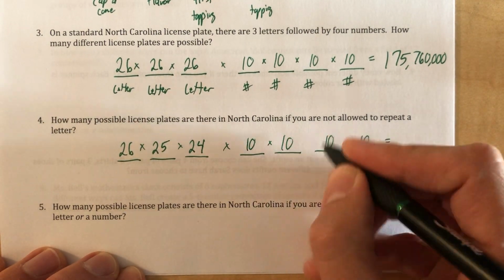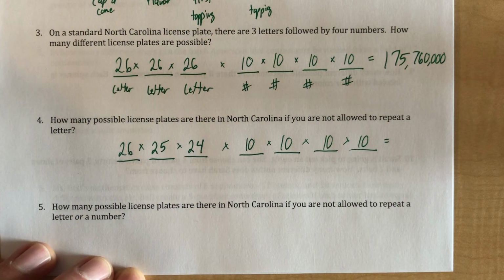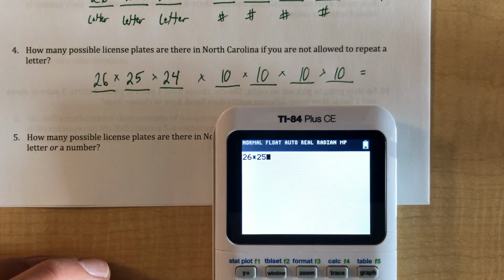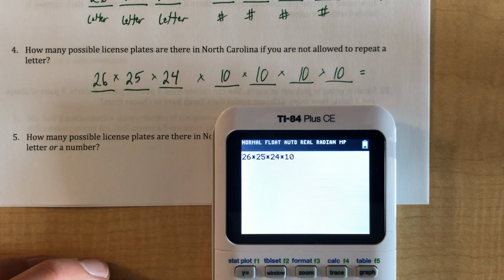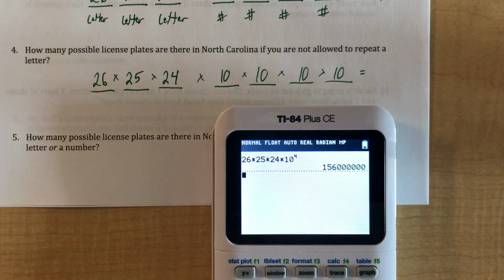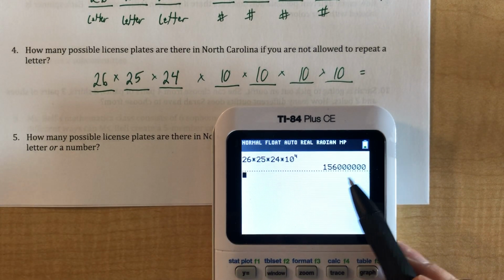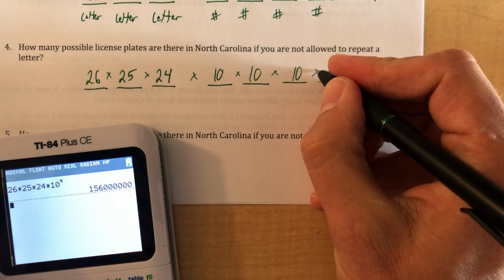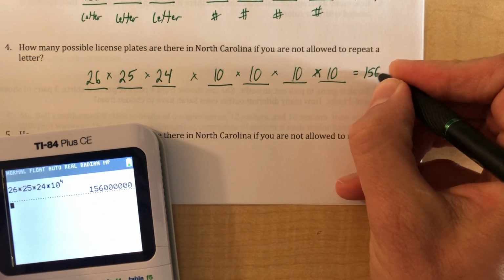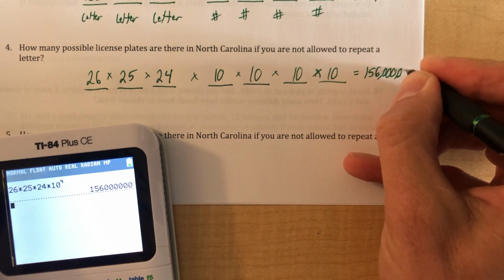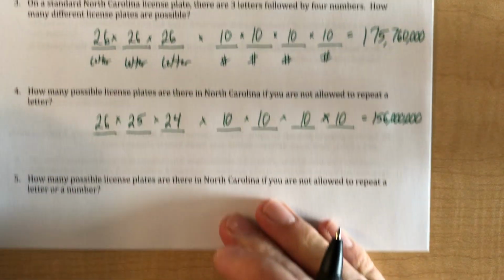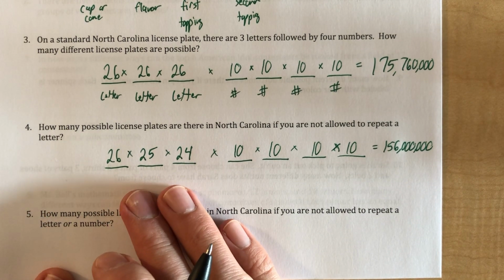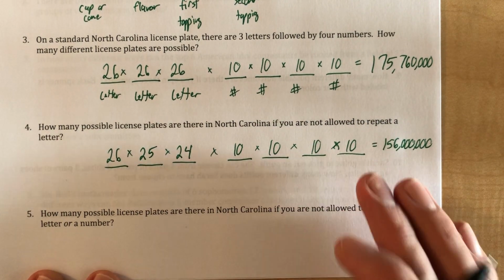We will type that in. This won't take but just a second. So 26 times 25 times 24 times 10,000. And it is, let's put our commas in the right place, 156 million. Notice that it's less than the previous answer. It's less than the previous answer because we've begun to limit our options. The more you limit your options, the lower the number of possibilities it's going to be.